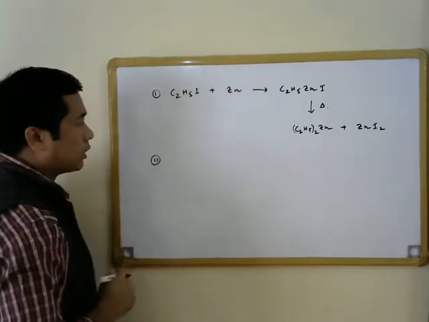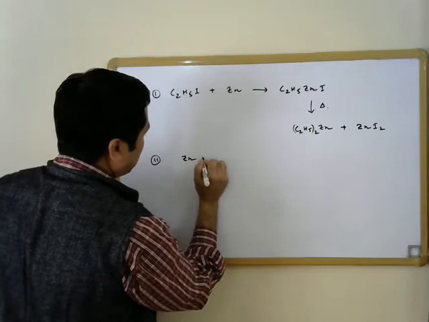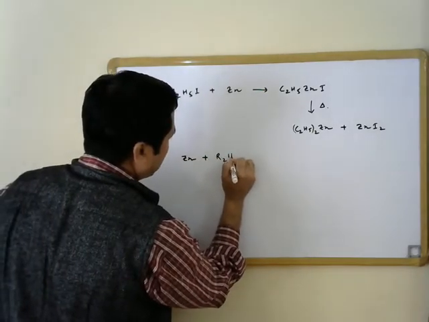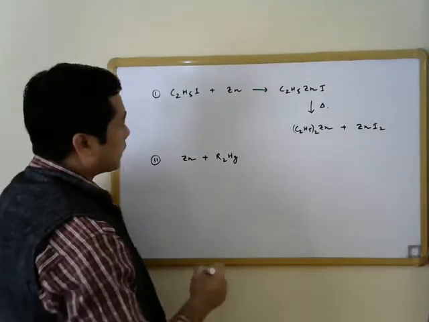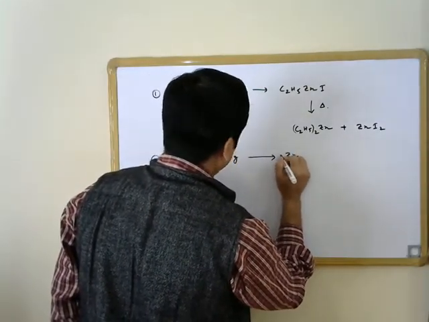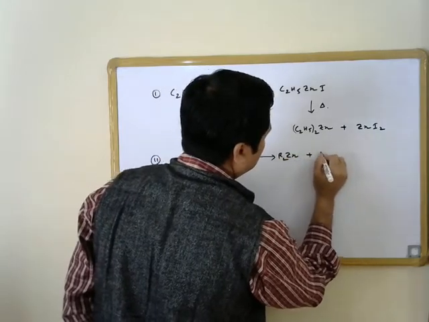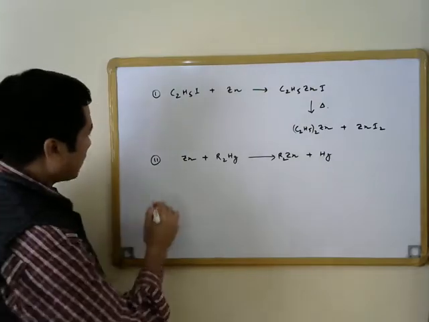The second method is one can start with zinc and add organomercury reagents, and this will again give us R2Zn, and metallic mercury is going to come out of this.